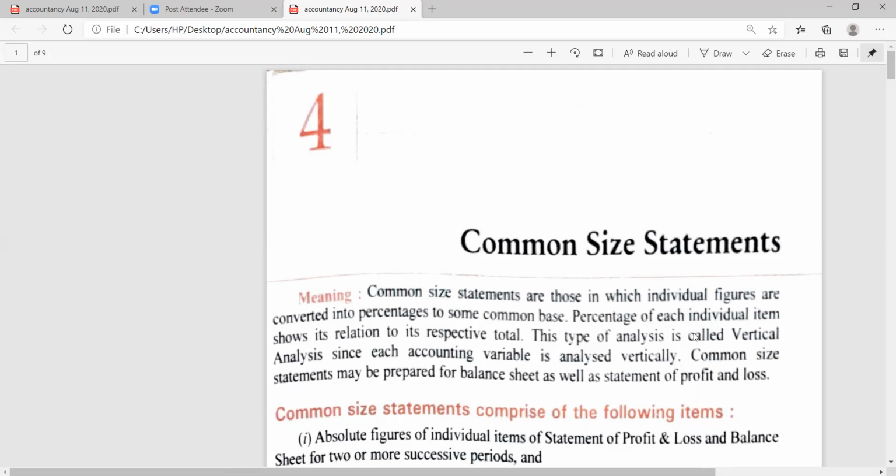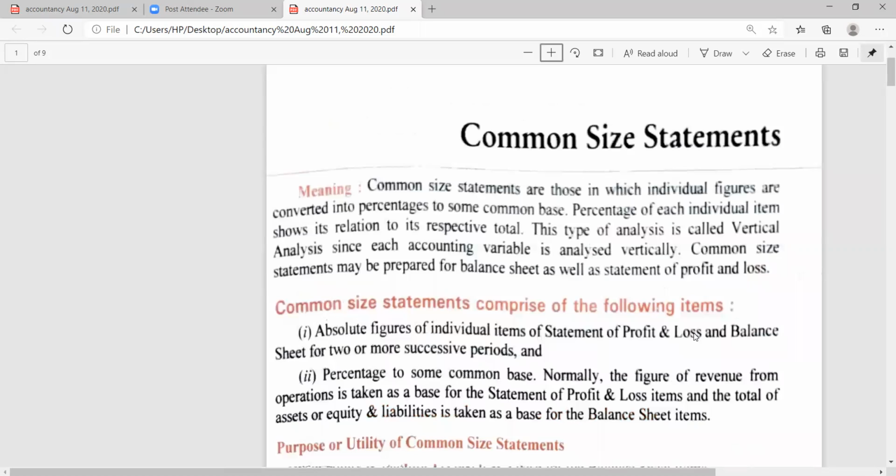But in the case of the common size statement, you will take a common base as a total, and the total will be marked when the items are shown vertically in any statement. That's why it is known as vertical analysis also. And in the last line, it is given here that the common size statement may be prepared for the balance sheet as well as the statement of profit and loss.